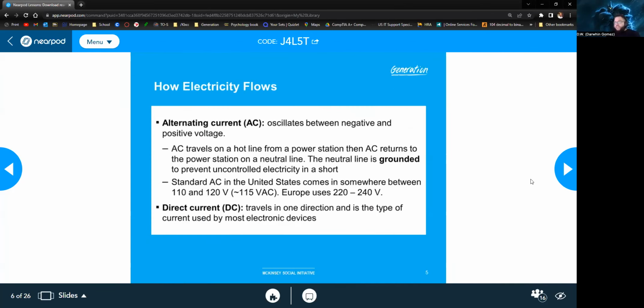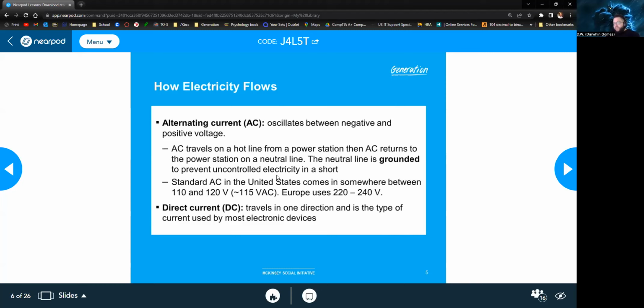Okay, so electricity flows in two ways, right? We have alternating current, which means that the current oscillates between negative and positive voltage. An alternating current travels on a hot line from a power station, then the current returns to the power station on a neutral line. The neutral line is grounded to prevent uncontrolled electricity in a short. The standard alternating current in the United States comes in somewhere between 110 volts to 120 volts, so we usually write around 115 volts. In Europe, they use 220 through 240, and you can see it sometimes referred to as 225.